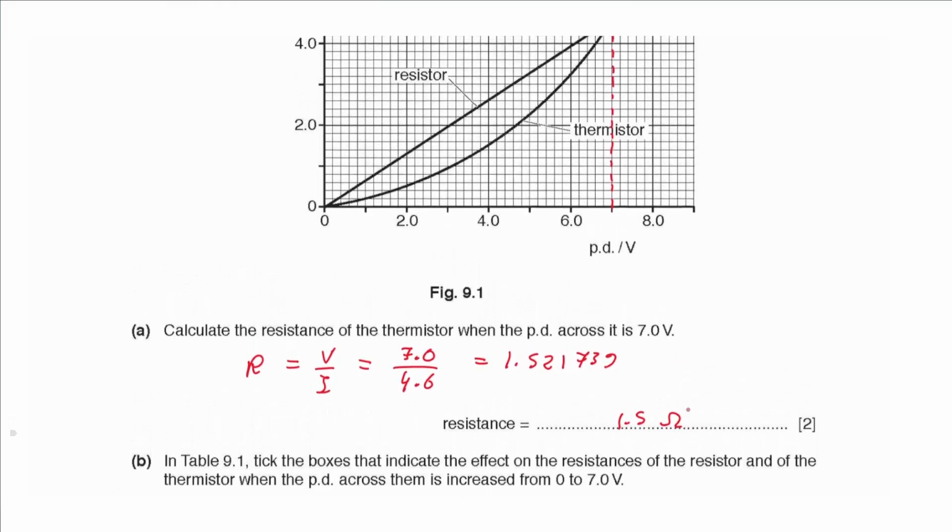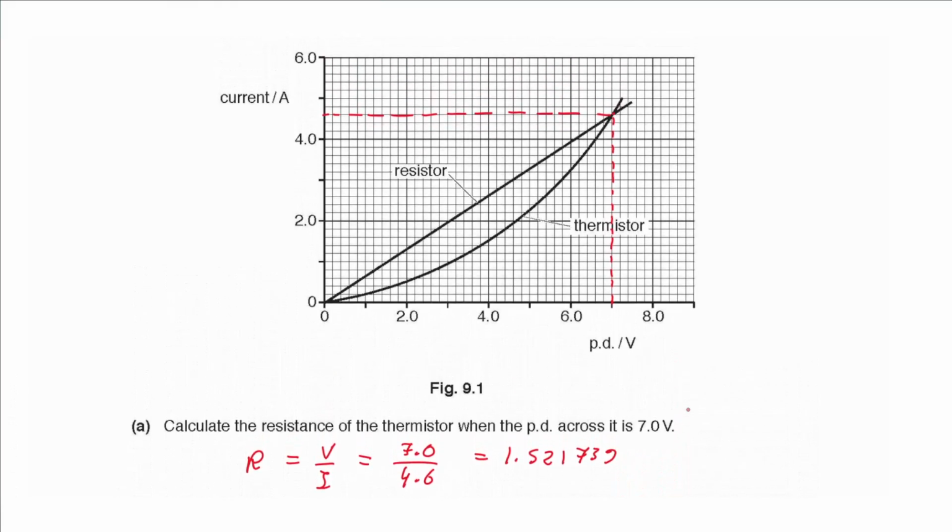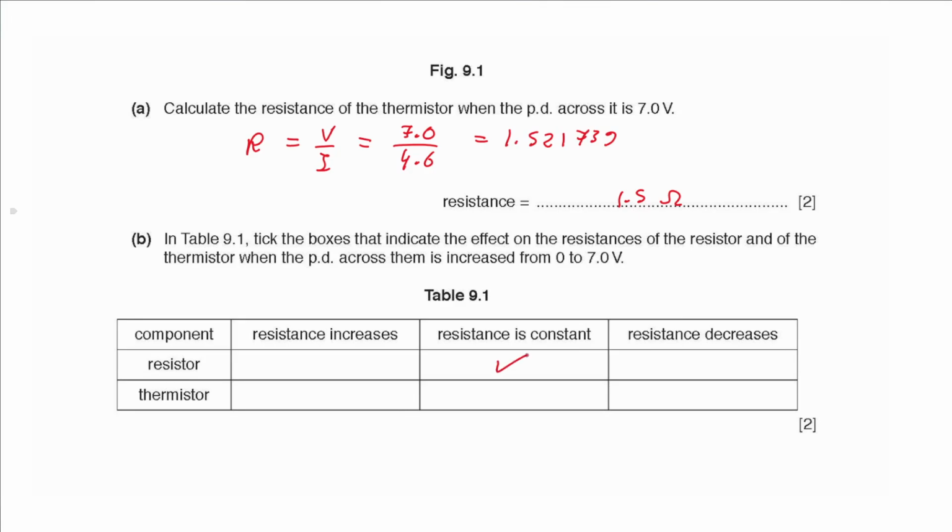So the resistance is represented by the slope of the graph, and since the resistance is equal to voltage over current, then the further away you get from the voltage axis, that means the resistance decreases. The closer you get to the voltage axis, resistance increases. But for the resistor, that is a straight line. It does not get closer or away from the voltage axis. It has the same gradient. So the resistance does not change. As for the thermistor, it moves away from the voltage axis. That means that the resistance decreases. So for the resistor, resistance is constant, and for the thermistor, resistance decreases.